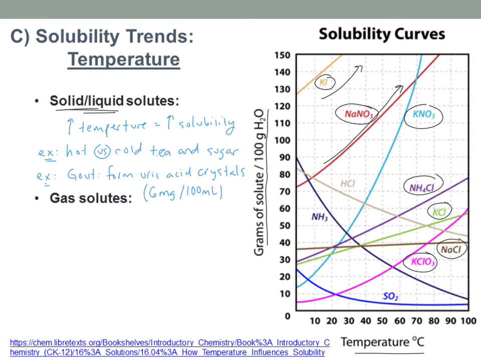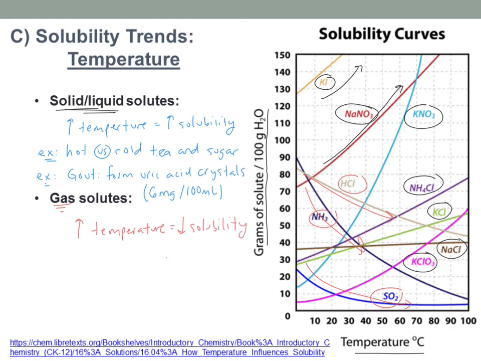Now we can look at the same thing on this chart with the gas solutes. All of these ones that have these downward trends, I'll do this in red here, all these downward trend ones, like HCl, ammonia, SO2, sulfur dioxide, those are all gas solutes. And you'll notice with those, as you increase the temperature, it's the opposite, right? So as you increase the temperature, what we see is a decrease in solubility.